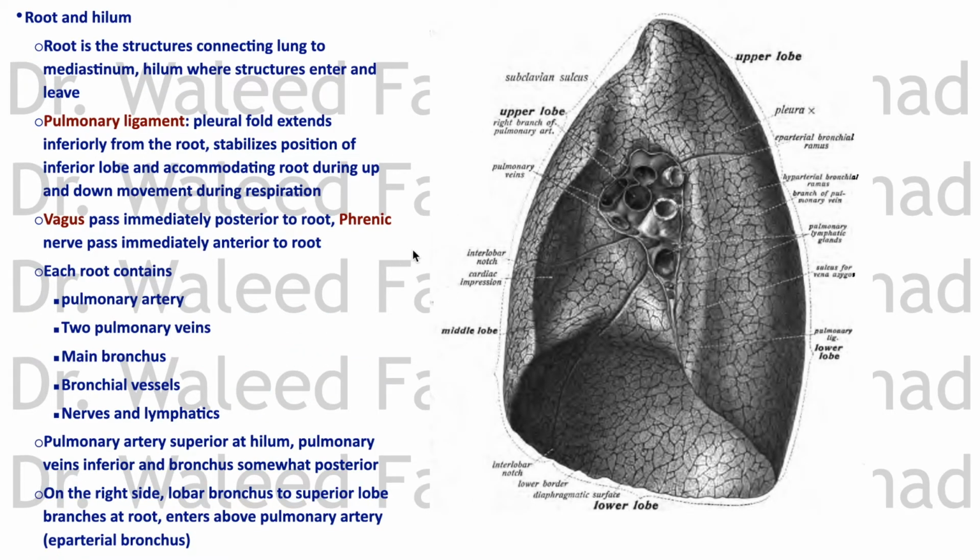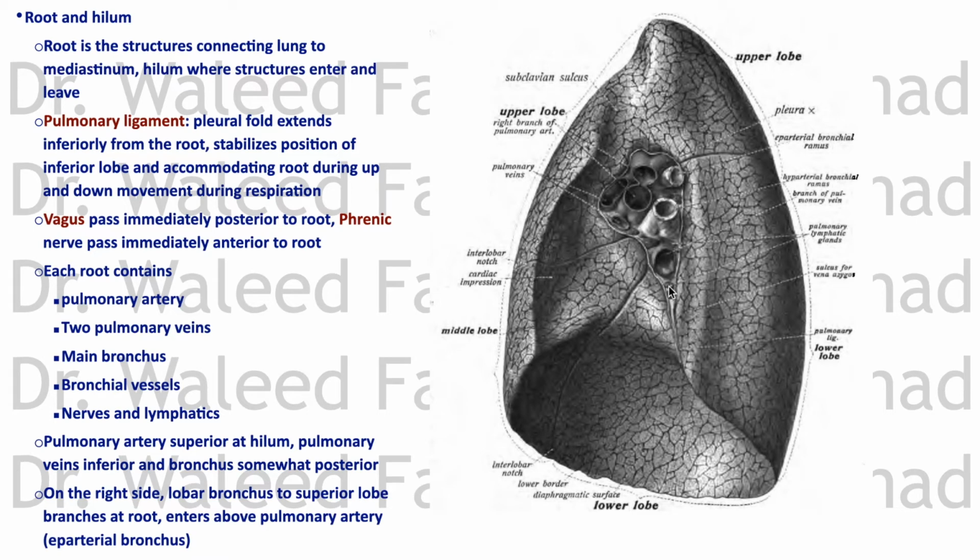The root and hilum of the lung. The root is the structures entering or coming out of the lung. So it's the things that go inside and come from the lung, like the bronchi, the pulmonary artery, the pulmonary veins, together. This bunch of structures is called the root. But the hilum is an area that belongs to the lung, not to the structures entering. The hilum is where the structures enter.